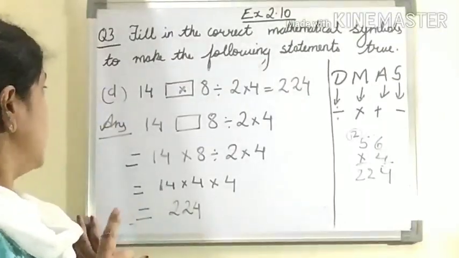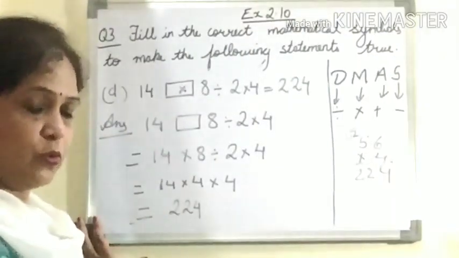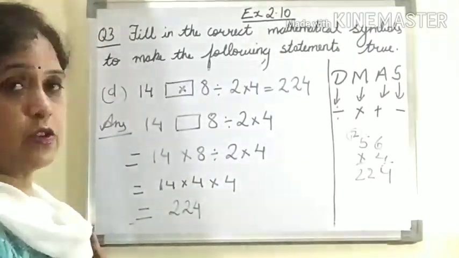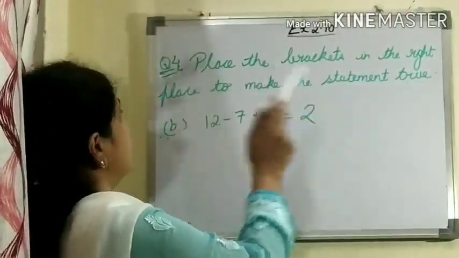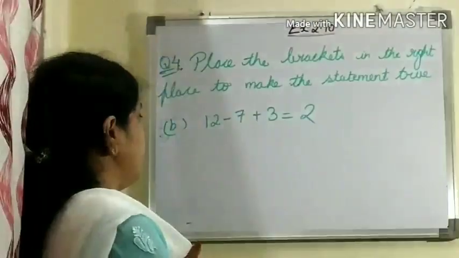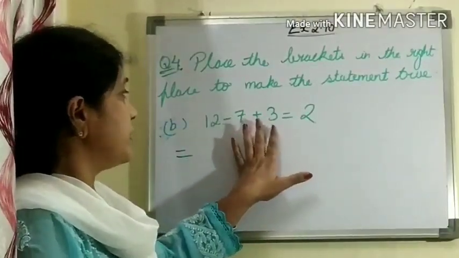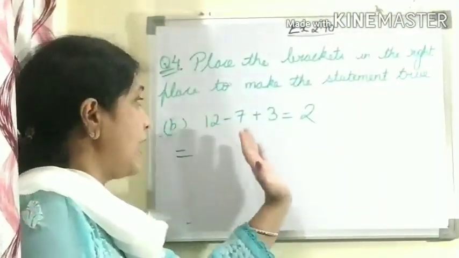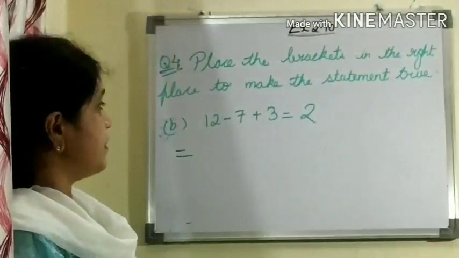So A, B, C and D I have solved. Now the E and F you try on your own, and I am sending the answers of these questions through PDF also. Now question 4 is also there, let us solve that one also. This question number 4: place the brackets in the right place to make the statements true. What we have to do here is place the bracket in such a form that the expression on the left hand side is equal to the answer on the right hand side. These two should match.